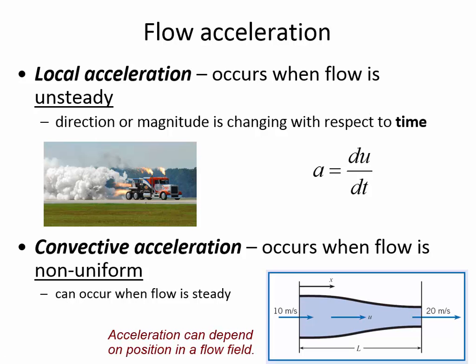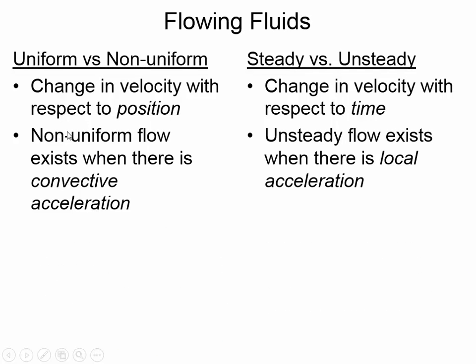And so convective acceleration occurs when flow is non-uniform. We could say that convective acceleration causes non-uniform flow, or you can expect to see convective acceleration when non-uniform flow is occurring, in the same way that unsteady flow, which means a change in velocity with respect to time, is caused by local acceleration. So here's that table that I said we'd gradually start filling up with comparisons over the next several lectures.